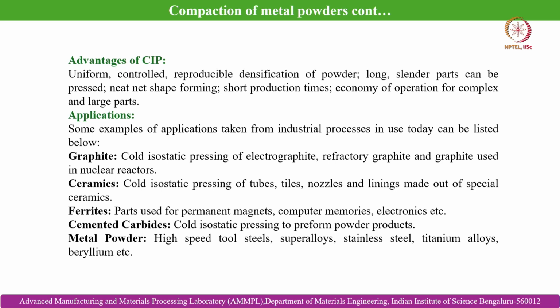Applications of CIP: some examples taken from industrial processes at present can be listed below. Graphite: cold isostatic pressing of electrographite, refractory graphite, and graphite used in nuclear reactors. Ceramics: cold isostatic pressing of tubes, nozzles, tiles and linings made of special ceramics. Ferrites, that is, parts used for permanent magnets, computer memories, electronics, etc. Then cemented carbides and also metal powders: high speed tool steel, super alloys, stainless steel, titanium alloys, beryllium.